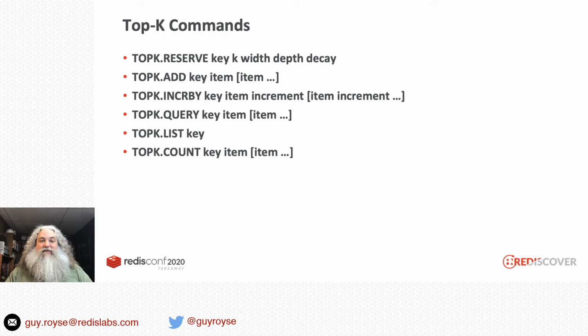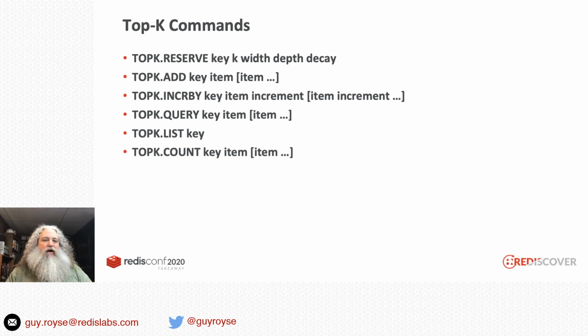Adding things is easy, as always. Topk.add, key, item, and then you pass an n number of items. You can also increment by. Topk add is just add one to the thing. Increby is, you give it an item and an increment and say, well, no, increase this by 5 or 10 or 50 or 1,000, whatever you want to increase it by.